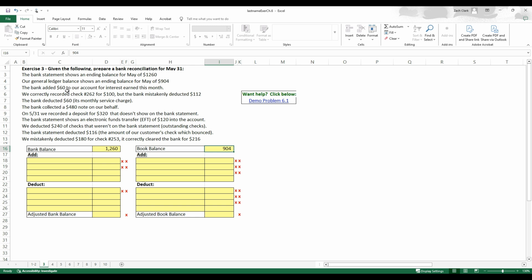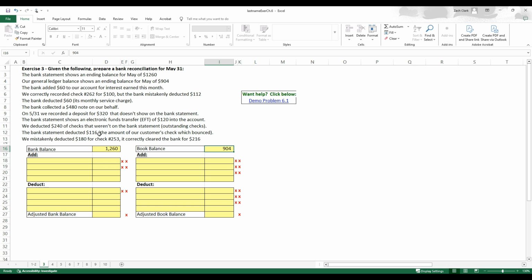So we can see the bank added $60 to our account for interest earned during the month. We recorded a check, but there was a mistake on the bank side. The bank deducted service charges. They collected a debt payment on our behalf. We recorded a deposit that hasn't yet showed up to the bank at the last day of the month. There's a payment in to our account of $120. We deducted $240 of checks that weren't on the bank statement. In other words, we wrote those checks, but they haven't been cashed yet by the recipients.